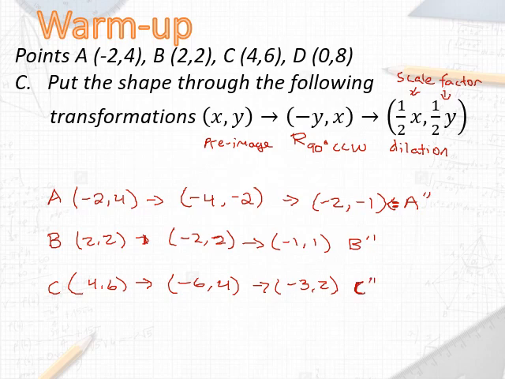C double prime. And then last but not least, D is 0, 8. So that's -8, 0. And that'll be -4. And then 0 divided by 2, or 0 times a half is still 0. And that's D double prime. All right, so those would be our 4 points. If you plotted that on the coordinate plane, what you would notice is that the shape has rotated 90 degrees, and it's also half of the size that it originally was, so half the side lengths.